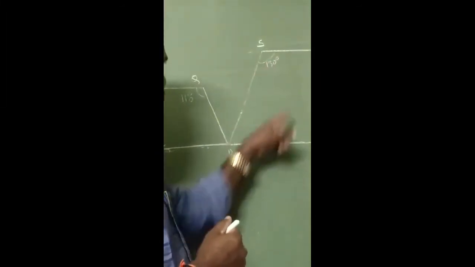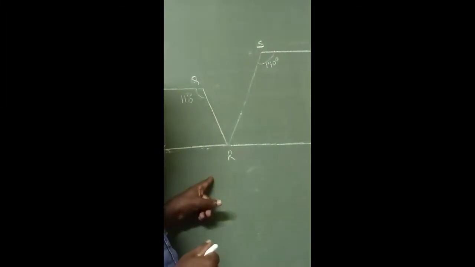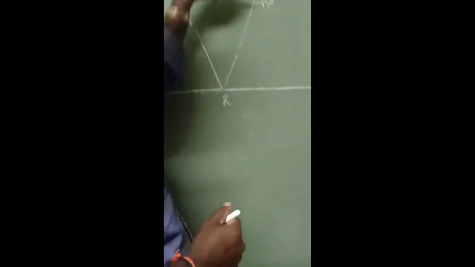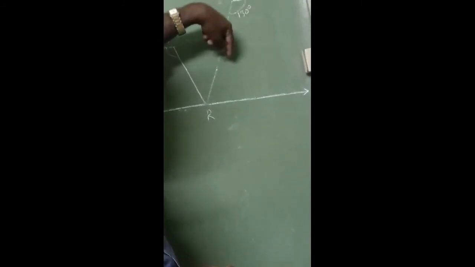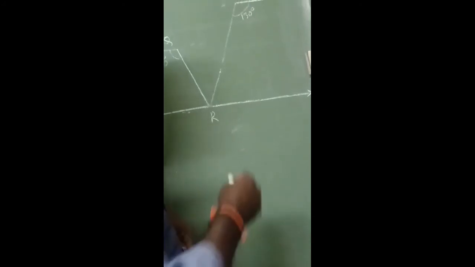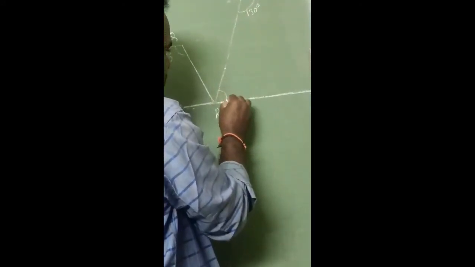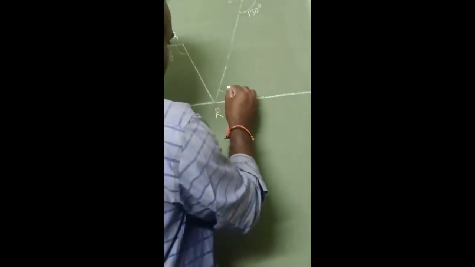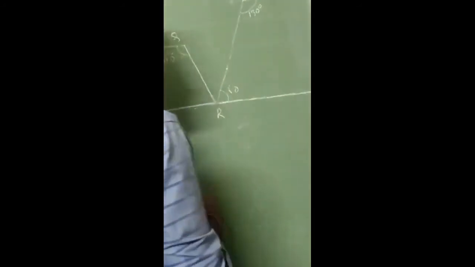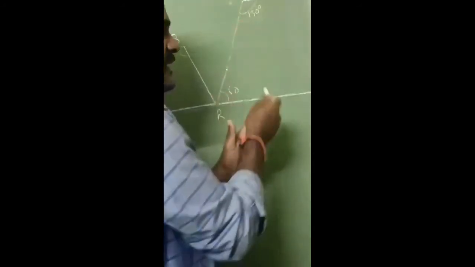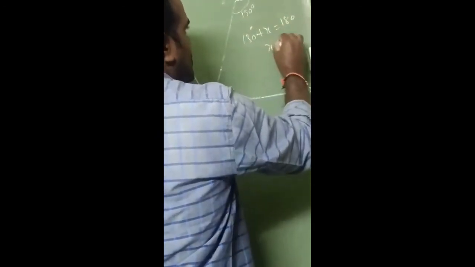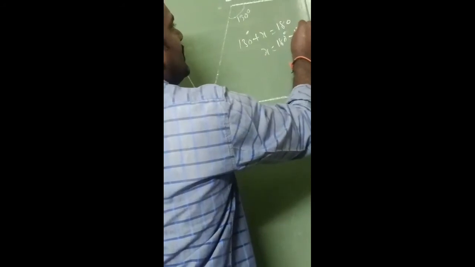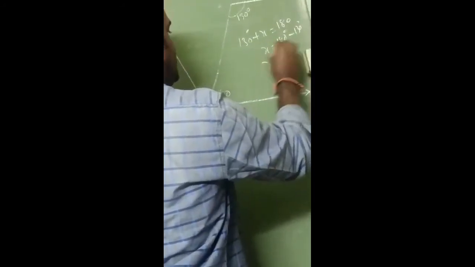This line is parallel to ST, which means this is the transversal. So these two angles are co-interior angles, and the sum of co-interior angles is equal to 180. This angle we can take as x. So 130 plus x is equal to 180 degrees. X is equal to 180 degrees minus 130 degrees, so x is equal to 50 degrees.